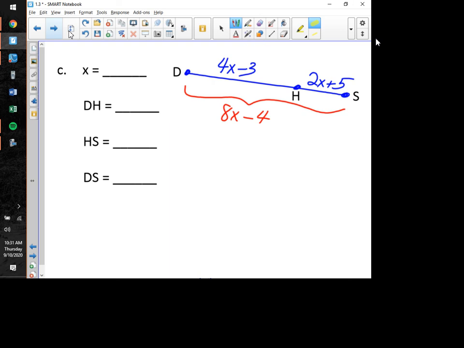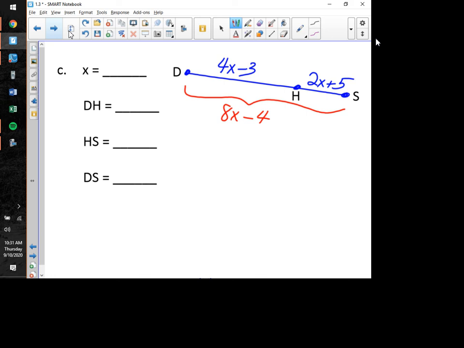And let's try this one last one, which is a little bit more complicated than the one that we just did, because we have variables in all 3 spots now. But yet again, ask yourself what we have in the diagram. 3 points, D, H, and S, which are all collinear. And if those points are collinear, all on the same straight line, then the segment addition postulate applies. Little segment plus little segment is equal to big segment.